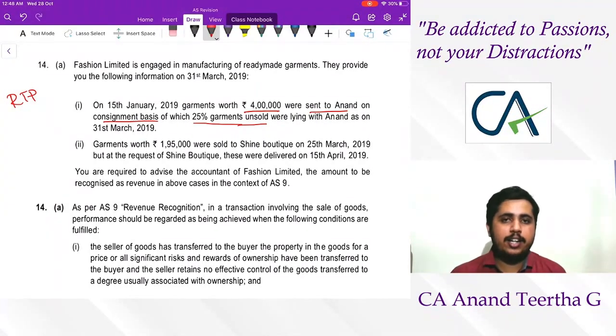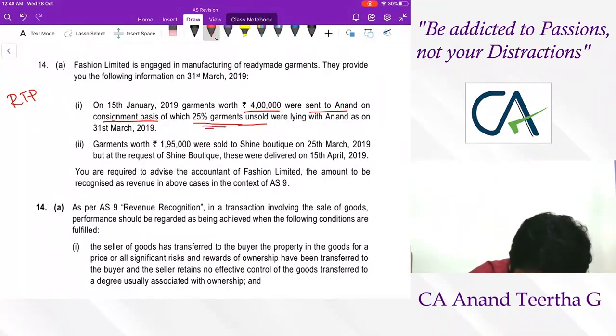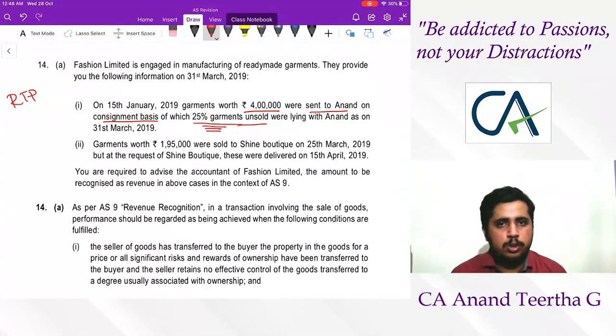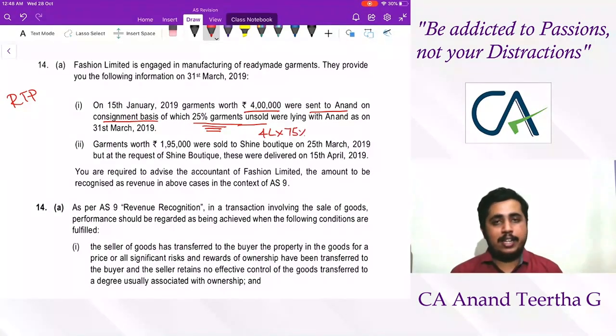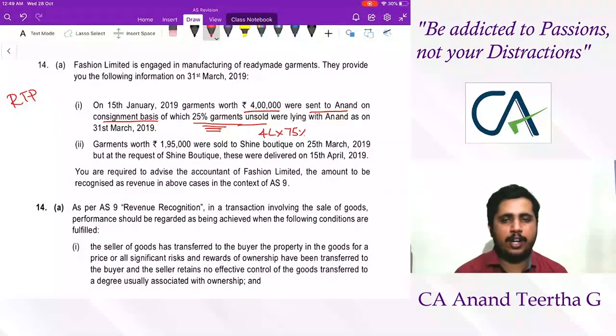So when can you recognize sale? Only when Anand makes the sale to a third party. So third party sales, when it takes place, then only it will be considered as sale. Now if you could see, Anand has 25% unsold, which means 75% is sold. So therefore your revenue recognition will be 4 lakh into 75%. I hope it is clear. Anything in consignment is not a sale because significant risk and reward is not transferred. Second, even from that point of view also, 25% is still with the consignee, 75% is sold, so therefore recognize 75%.